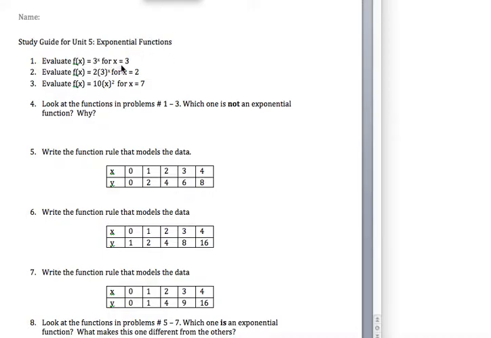On problems 1, 2, and 3, you're looking at 3 different functions and I'm asking you to evaluate them for different values of x. So you've got f of x equals 3 to the x power, f of x equals 2 times 3 to the x power, and f of x equals 10 times x squared.